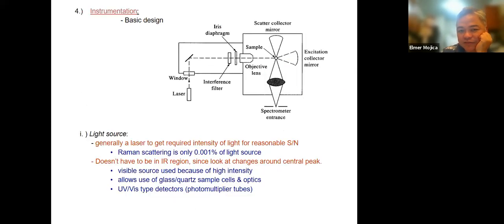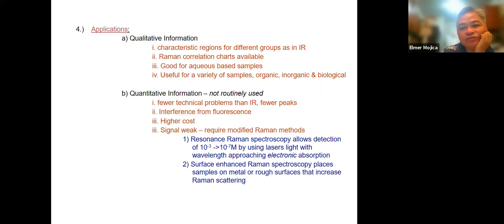Okay. Now, what's the basic thing that we need to know about this technique? So, IR, usually it's not useful if you have aqueous sample. Why? Anyone? Ano bang meron yung aqueous sample?